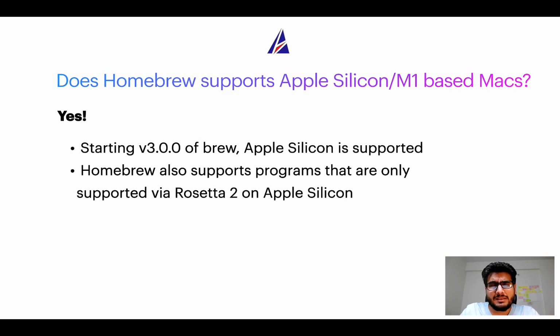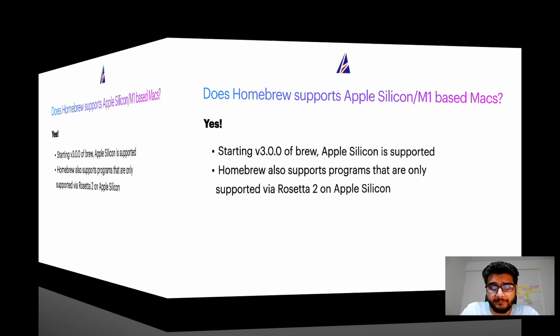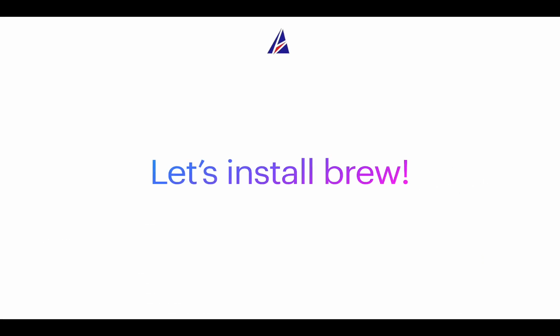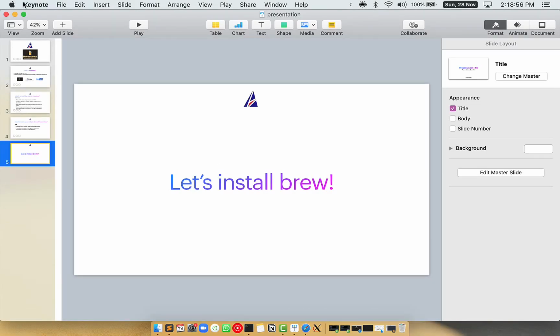Now that I have answered your questions on safety and compatibility of Homebrew, let's get to the installation process. Before we can install anything using Brew, we need to install the package manager itself, that is Homebrew, on your Mac. So let's see now how can we install Brew on Mac. Let me open my Mac here.